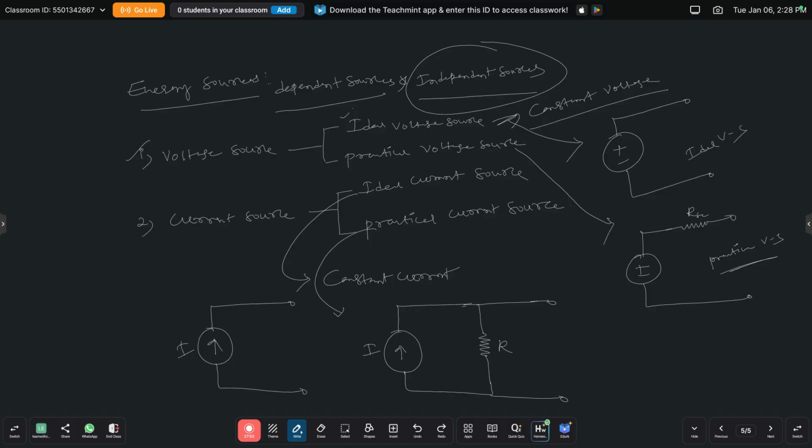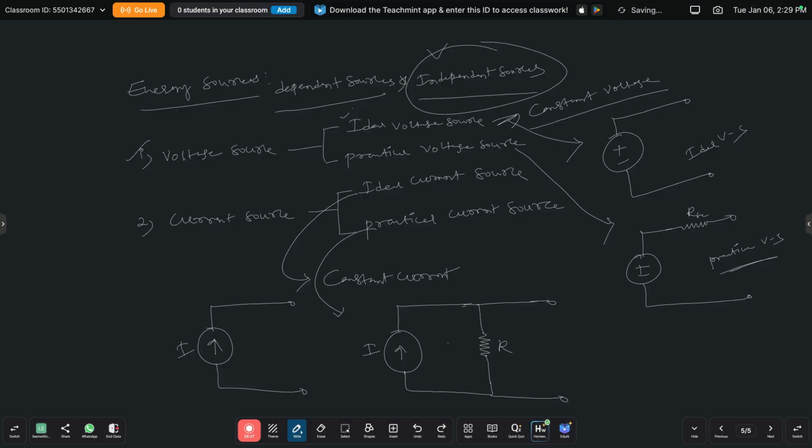So these are the classifications in independent sources. Independent sources are of two types: voltage source and current source. Voltage sources are again classified into two: the ideal voltage source and the practical voltage source. Current sources are also of two types: ideal current source and practical current source. These two are the symbols of the ideal voltage source and practical voltage source, and these two are the symbols of the ideal current source and practical current source.